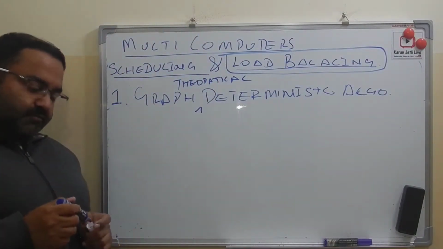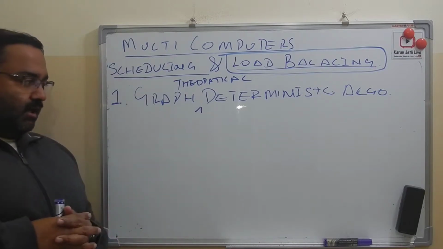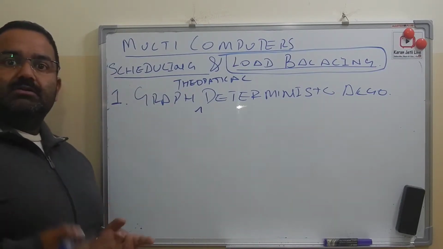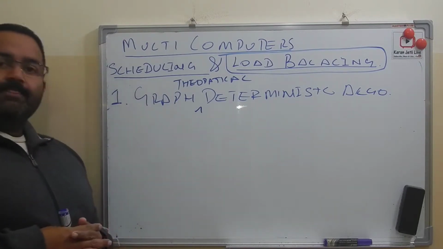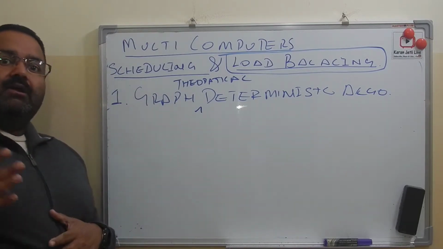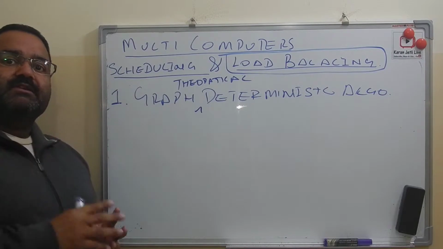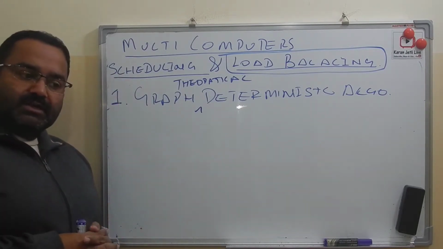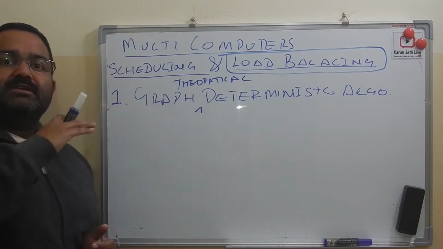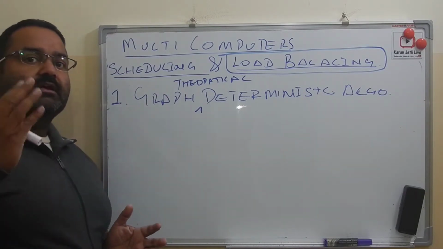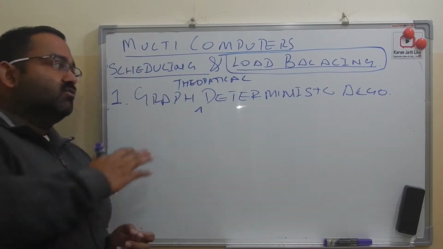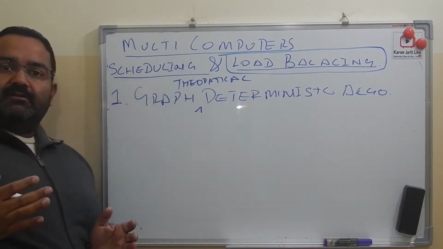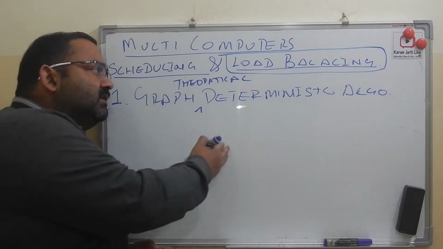Now, what is the graph theoretical deterministic algo? So guys, in this, we make use of a graph. In the graph, each vertex represents a process, and an arc between the vertices represents how much the processes are communicating with each other. So we make a graph, then we study the graph, and depending upon the graph, we balance the load.